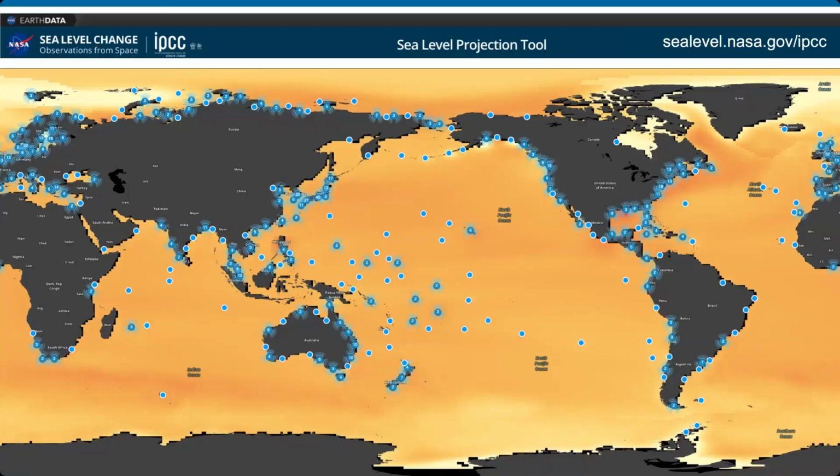Now, what I've showed you so far is all about global mean sea level. But sea level rise varies locally, as we talked about before, which is why NASA and the IPCC partnered to create the sea level projection tool, which you can access at sealevel.nasa.gov/IPCC. And this tool allows you to go into locations all around the world, either grid cells shown on this map or the tide gauges indicated by the dot, and produce figures for that location that look like those shown in the IPCC report for global mean sea level.